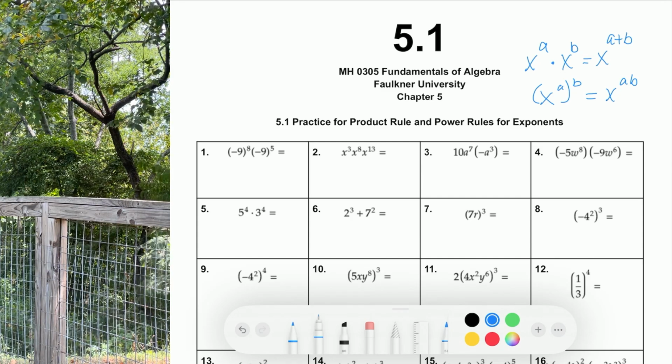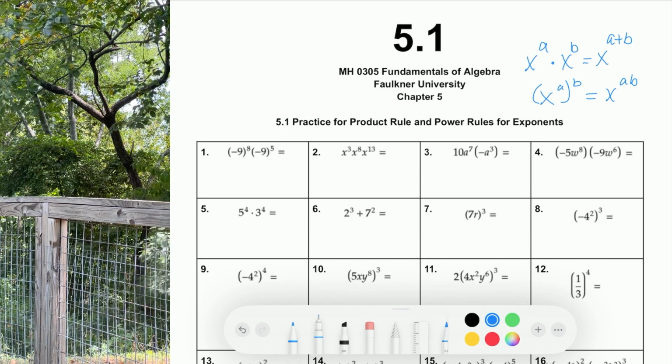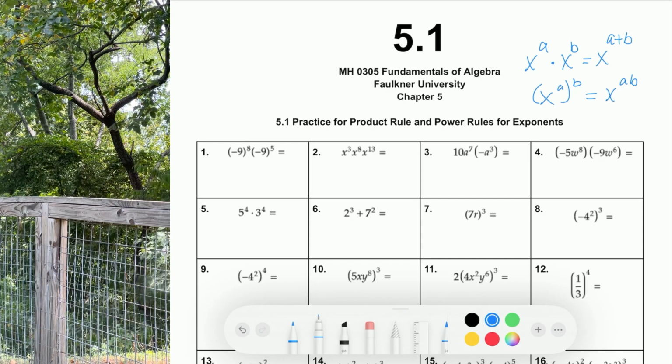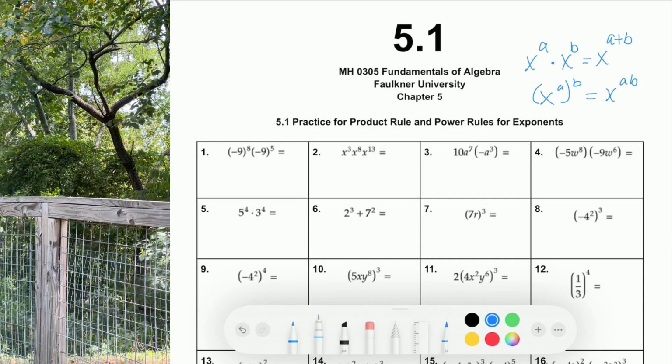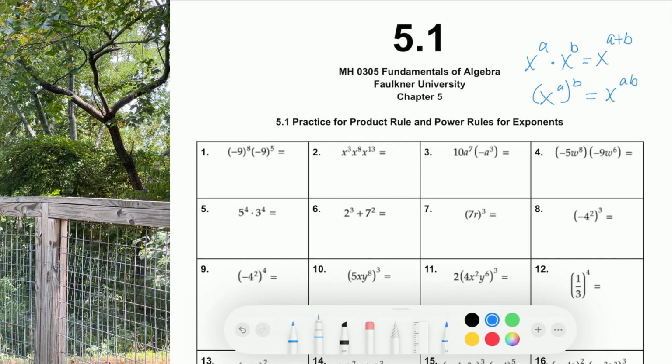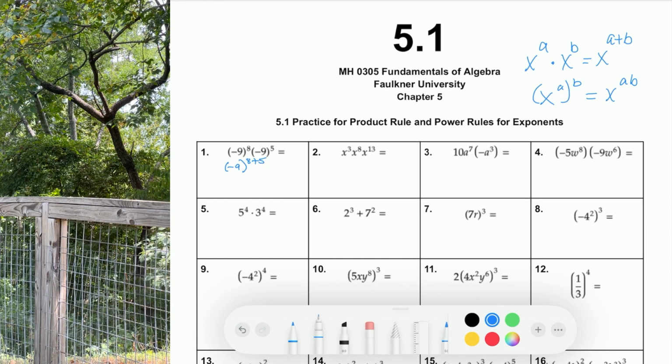All right, so in our first one, I noticed that my base number is a -9, and they're the same base number, so that's good. So now I can actually use the product rule to combine my powers that it's raised to. So I'm going to write -9 to the power of 8 plus 5. So that becomes -9 to the power of 13.